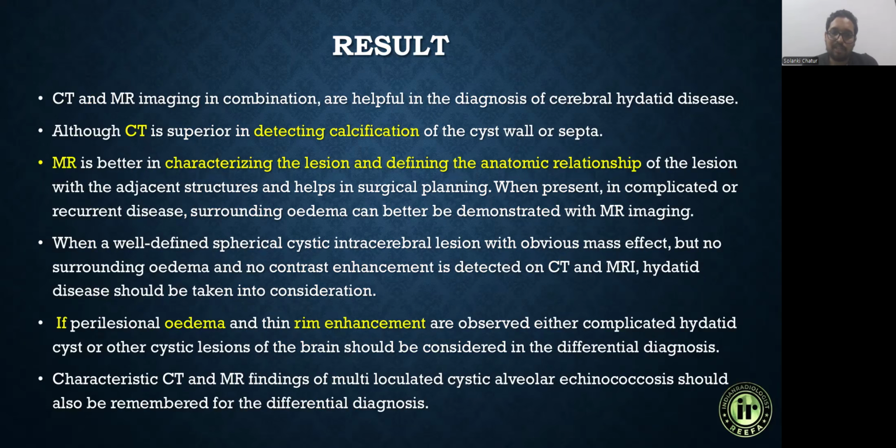When a well-defined spherical cystic intracerebral lesion with obvious mass effect but no surrounding edema and no contrast enhancement is detected on CT, hydatid disease should be taken into consideration. If peripheral edema and thin rim enhancement are observed, either a complicated hydatid cyst or other cystic lesions of the brain should be considered for differential diagnosis. Characteristic CT and MR findings of multilocular cystic alveolar echinococcosis should also be considered for differential diagnosis.